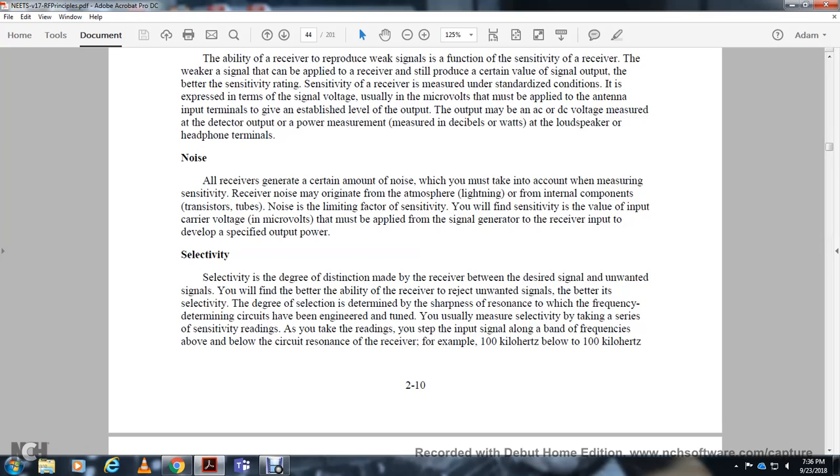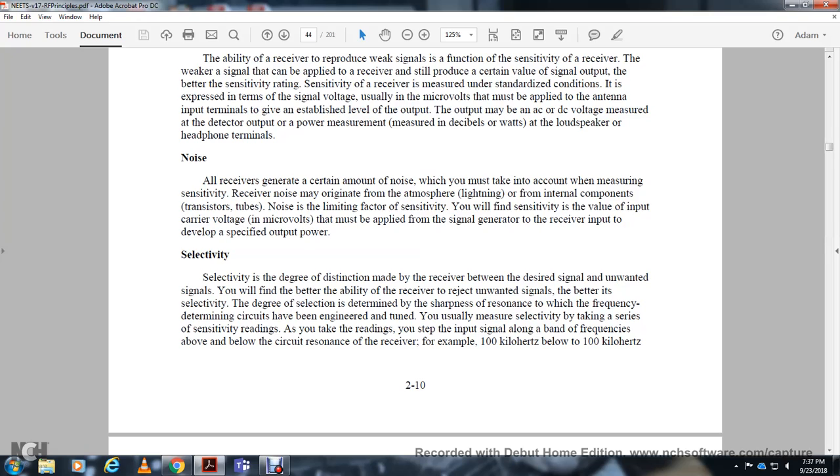Selectivity is the degree of distinction the receiver makes between the desired signal and other signals in the field. You will find it is the better ability of the receiver to reject unwanted signals. The better the selectivity, the sharper the resonance of the frequency circuits. Circuits that are well engineered and tuned are usually more selective than others. Selectivity is measured by taking a series of sensitivity readings.